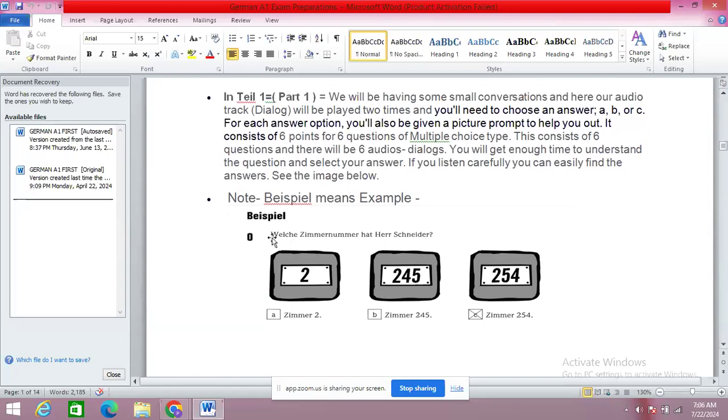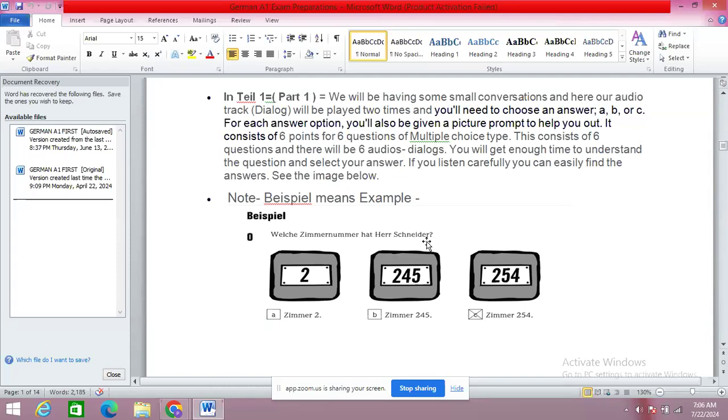For example, this is my question: Welche Zimmernummer hat Herr Schneider? This question is in German. Those who have not yet started learning might find it a tough question. They are asking for the room number of this person. Zimmernummer is basically a room number, and Herr Schneider is the name of the person. So they are asking, which is the room number of Mr. ABC? This is the question.